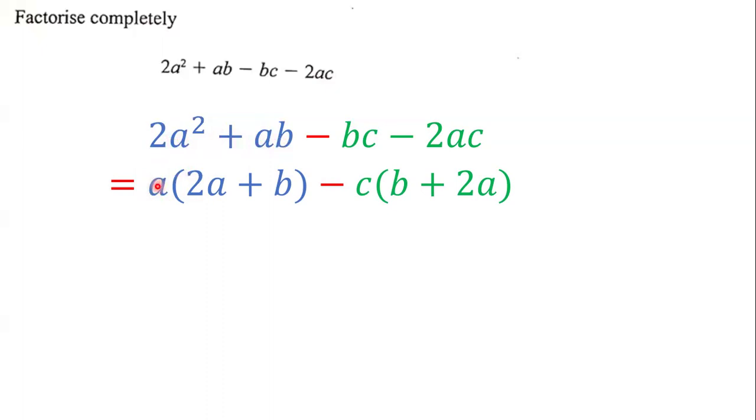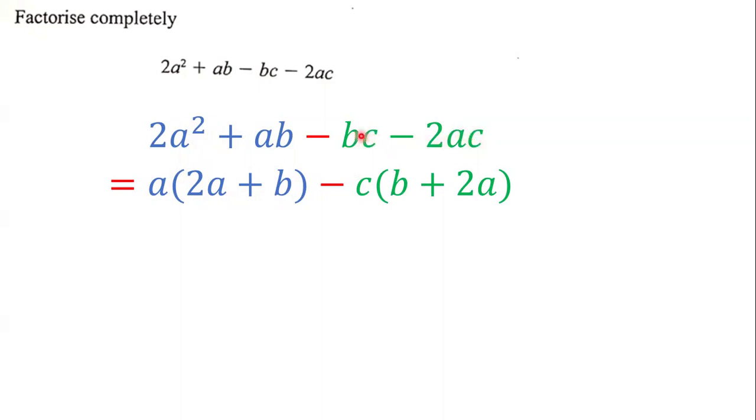And when we factor or pull the a out, what do we have left? Well, we have what's in the bracket left. And we know that's the case because a times a gives us a squared, and so a times 2a gives us 2a squared. And we say, okay, what times a gives me ab? Well, a times b gives us ab. And so when we pull out this a, what's left is going to be 2a plus b.